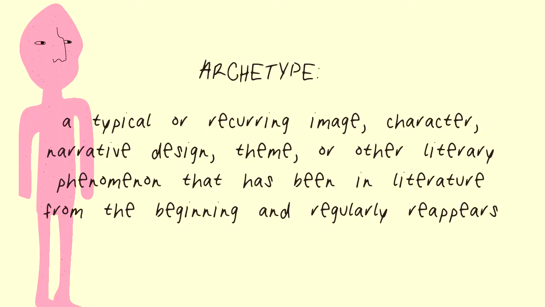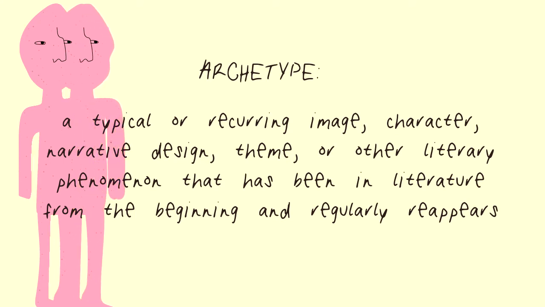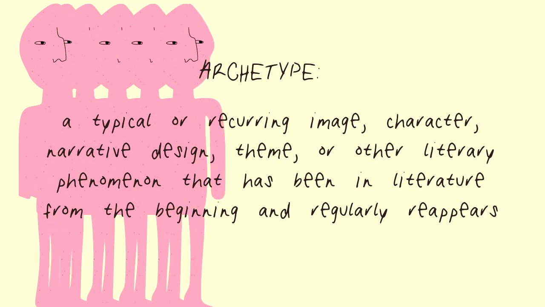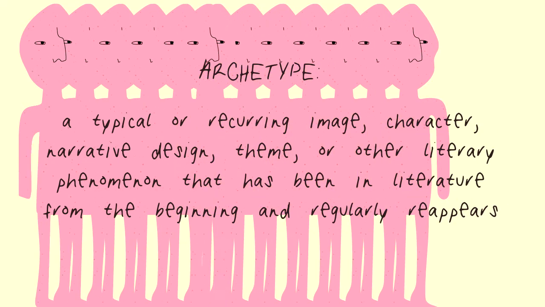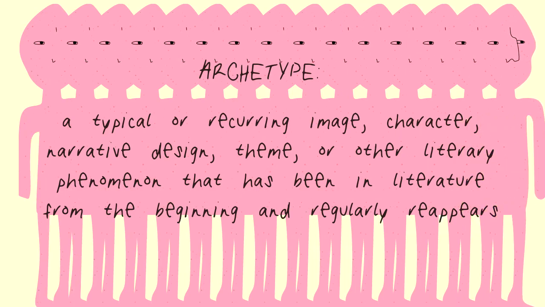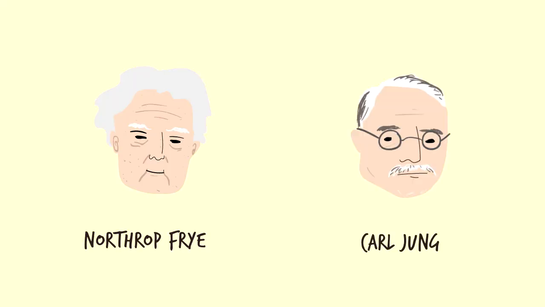Moving on to the idea of archetypal criticism. According to Irina Makaric from the University of Toronto, an archetype is defined as a typical or recurring image, character, narrative design, theme, or other literary phenomenon that has been in literature from the beginning and regularly appears. Two notable interpretations of this theory include Northrop Frye and Carl Jung.